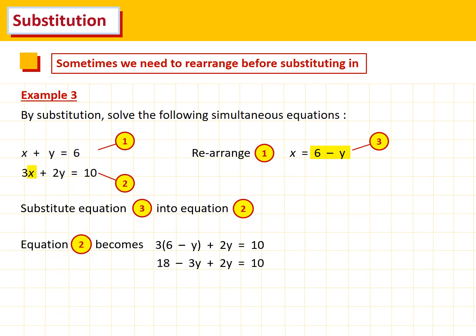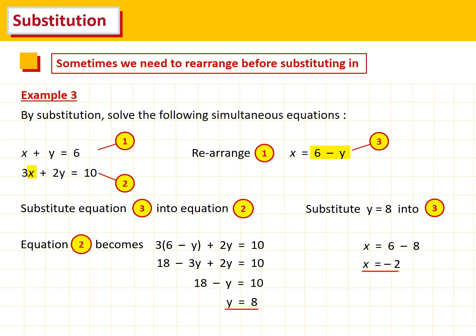We now have an equation which only has y's in it, which we can simplify and solve, and we've got our y value. We take our y value and substitute it into equation 3. That would be the easiest one to use. We could have used 1 and 2. It's just equation 3 is the easiest because it's in the form x equals. So x equals 6 subtract 8, and that gives us x equals negative 2.